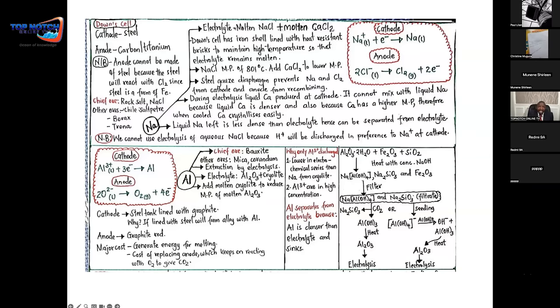with iron. The electrolyte, and this is very important, students. This is something that you always mess up. Whatever you are taught to name the electrolyte, you tell us it is molten sodium chloride. It is not only molten sodium chloride. It is molten sodium chloride and molten calcium chloride. That is very key, because that is the electrolyte. It's a mixture of the two. The Downs cell is an iron shell that is lined with heat resistant bricks to maintain the high temperature so that the electrolyte remains molten, rather does not solidify. Sodium chloride has a high melting point, and calcium chloride is added to lower the melting point. Make sure that you mention to lower the melting point of sodium chloride.